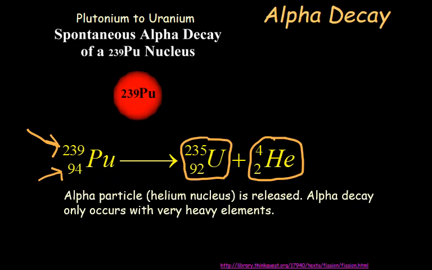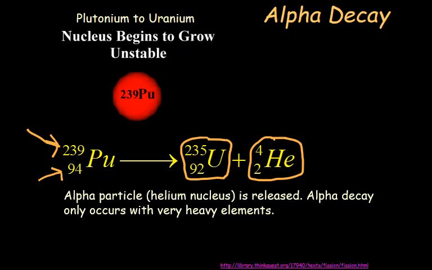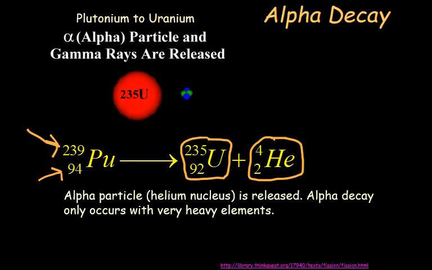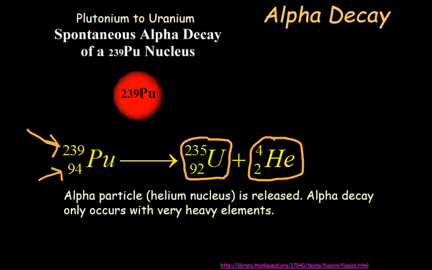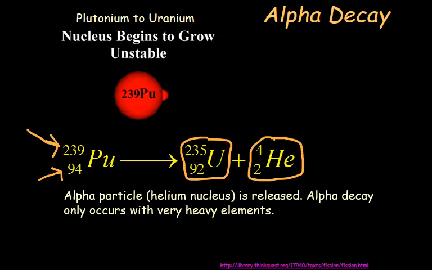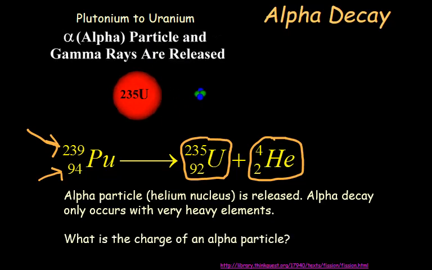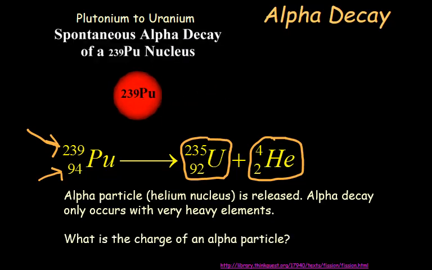And so alpha decay occurs only with very heavy elements. You can see here with plutonium-239, it's a lot of nucleons there, and we can see the charge here is positive 2. We have the charge down here.